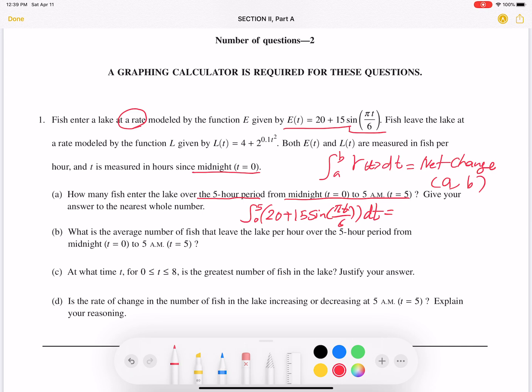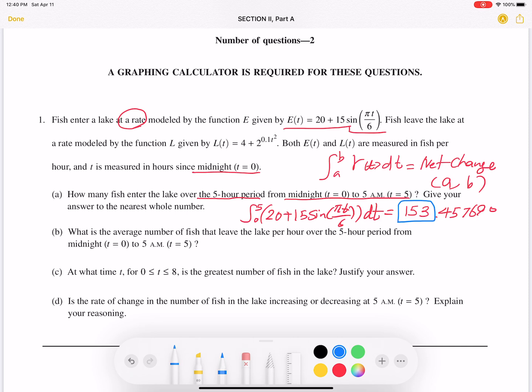If you use the calculator, you get about 153.457690. So it's nearly a whole number. What is your answer? Just 153. This is the answer. Part A is done.